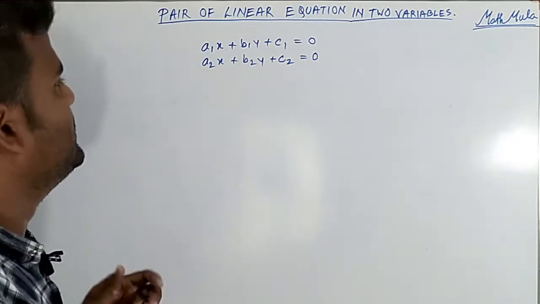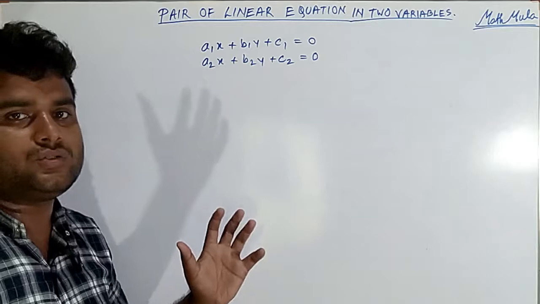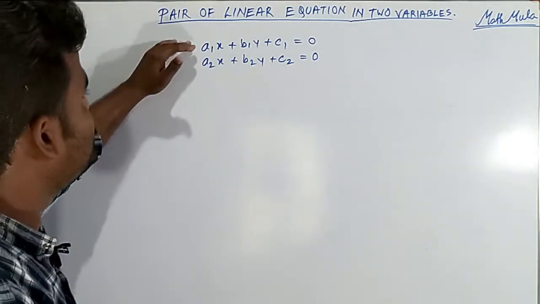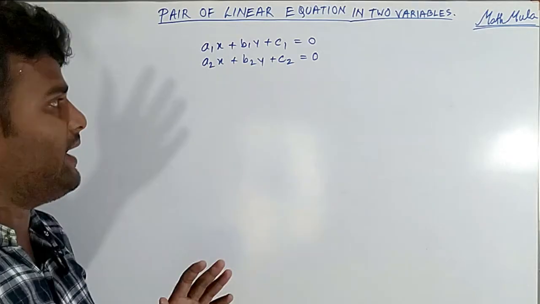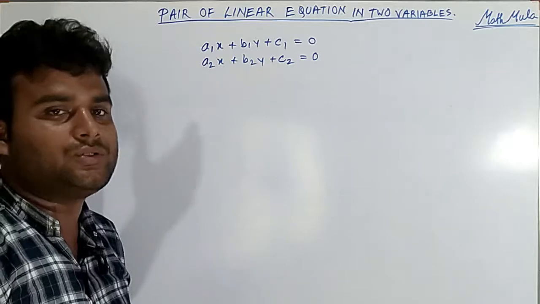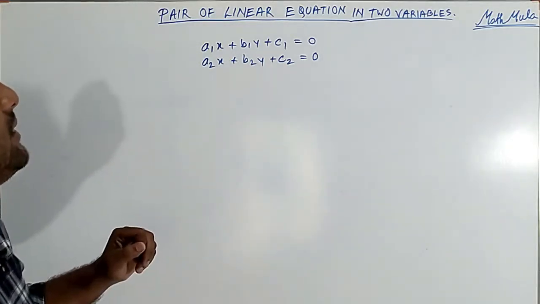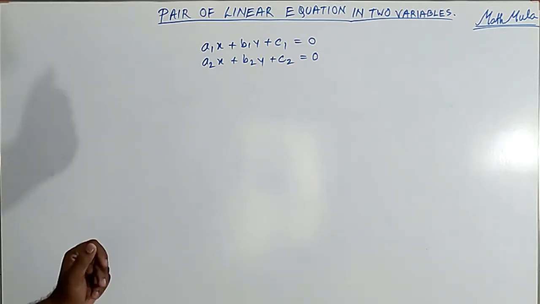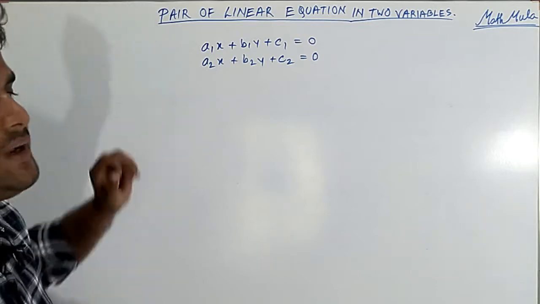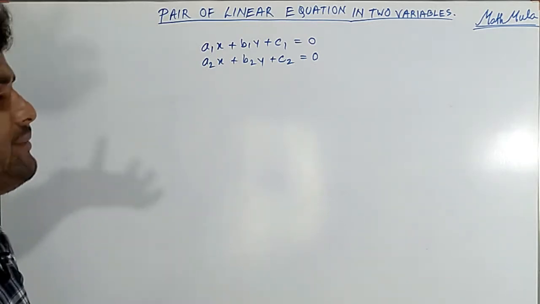Now what is a solution? Solution means the values of the variables, that means the values of x and y which satisfy these two equations. The values of x and y which satisfy these two equations are called the solution of this equation. Now this pair of linear equations is called simultaneous linear equations or a system of linear equations. For this system of linear equations there is a solution or infinitely many solutions.